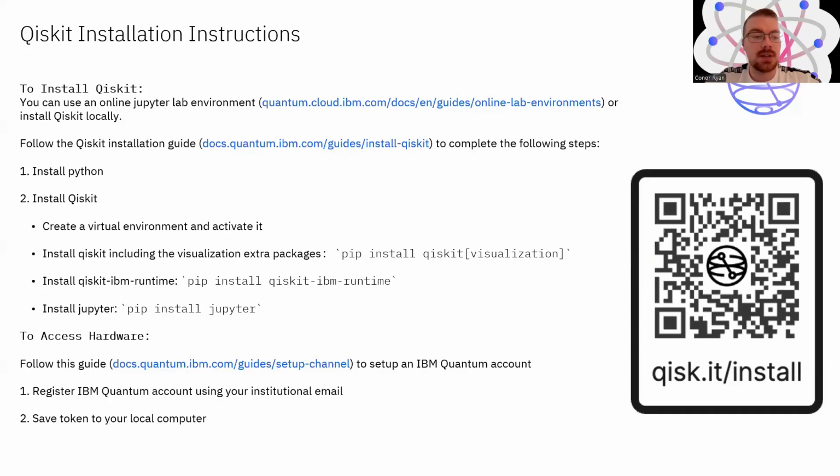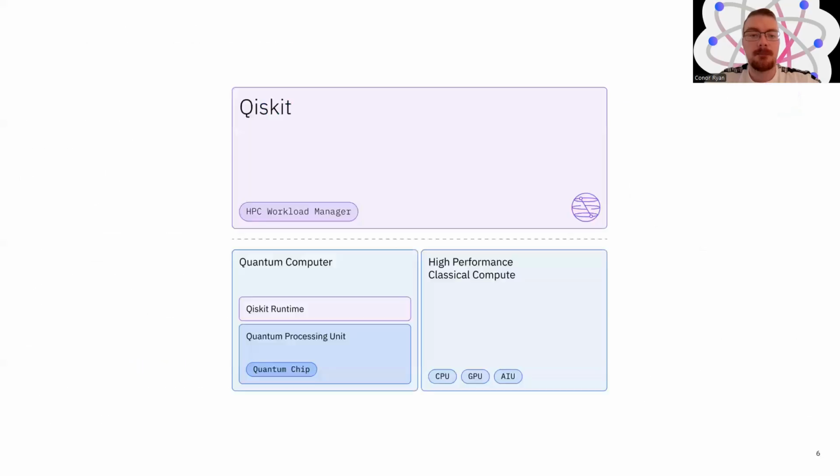Then if you want to access the hardware itself, so go beyond running code locally on simulators, you would need to then register for an IBM account and set up a token for your local computer to then access the Qiskit Runtime Cloud service and connect with these actual quantum computers, which some of them are freely available to access for anyone who does have an IBM quantum account.